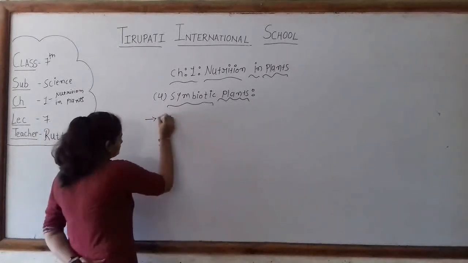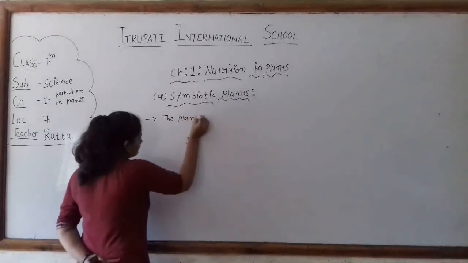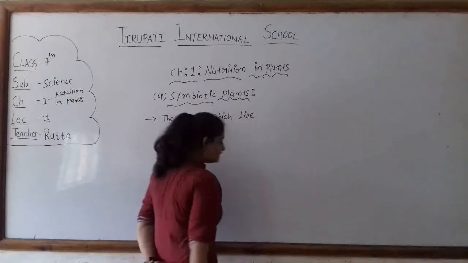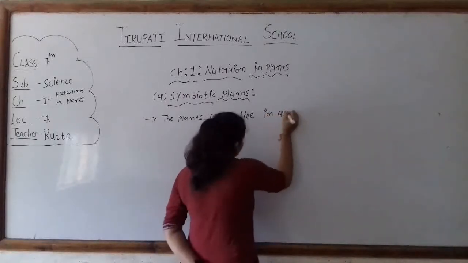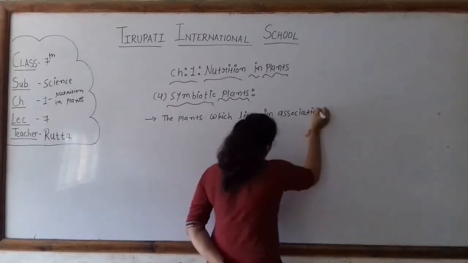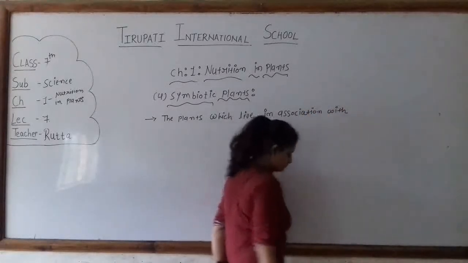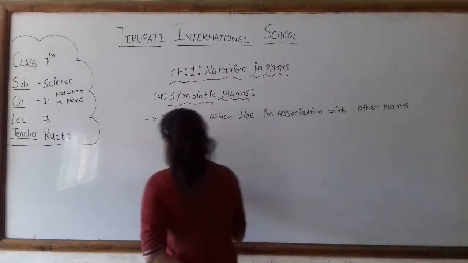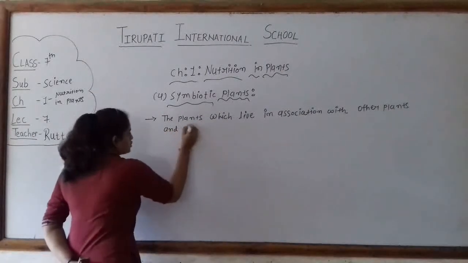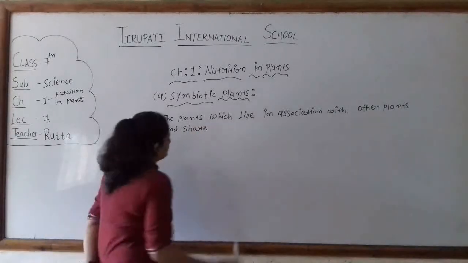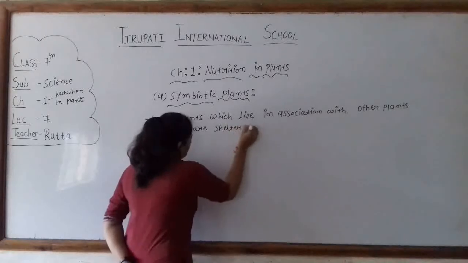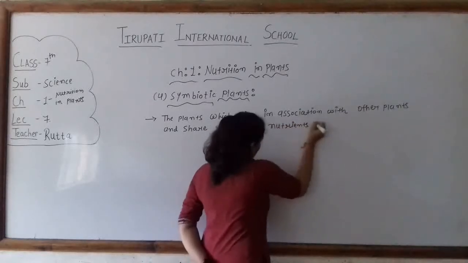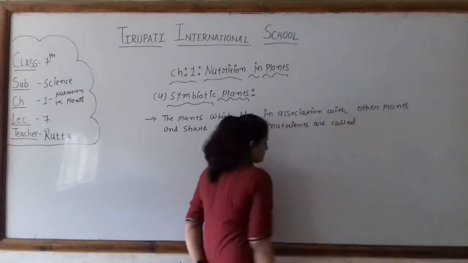Symbiotic plants means the plants which live in association with other plants and share shelter and nutrients are called symbiotic plants.